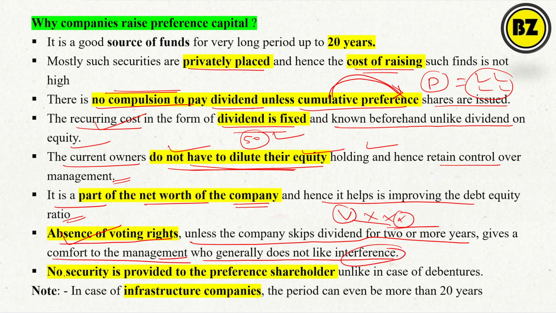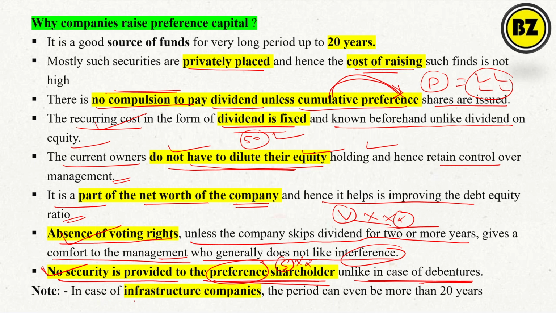Okay, now no security is provided to the preference shareholder, unlike in case of the debenture. Means what? There is no security provided to the preference shareholder, unlike in case of the debenture. So there is not that much security. How it is different, that we will see when we are discussing the debenture. There is no security to the preference shareholder, unlike debenture, because they are only getting the preference, but they are not getting the security. Okay, that we will discuss while comparing with the debenture.